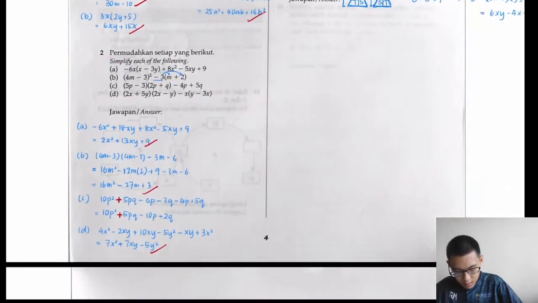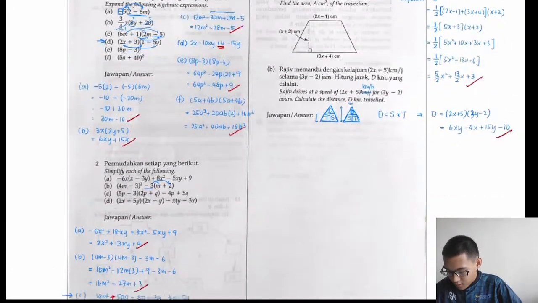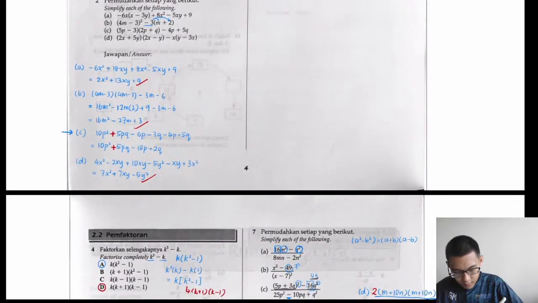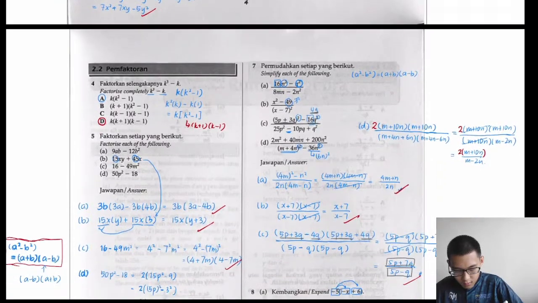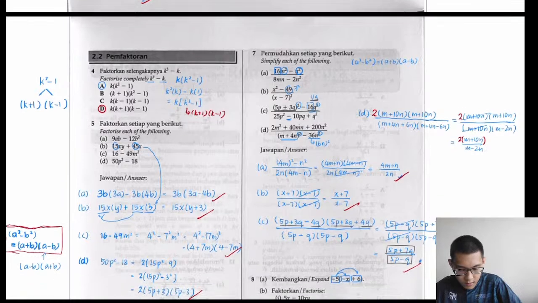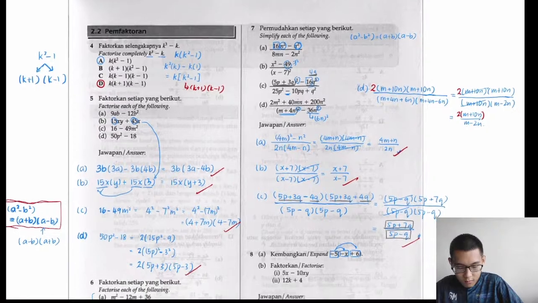Then this one is part C. Actually I used the negative sign, but actually it's a positive sign. So for this one, our answer is not only k squared minus 1, because this one can also be factorized. It has factors (k plus 1) and (k minus 1) actually. Yesterday when I discussed with my student, we also realized this.